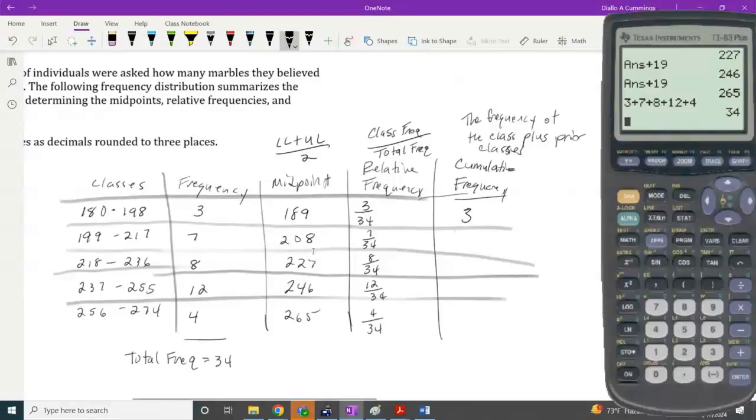The cumulative frequency for the second class is 7, but you must add all of the classes prior, so it's 10. The cumulative frequency for the next class would be 18, right? 8 plus 7 plus 3 is 18. For the next class, we have 30. And then for the last class, 34, right? So those two must match. The cumulative frequency for the last class should always equal the total frequency.